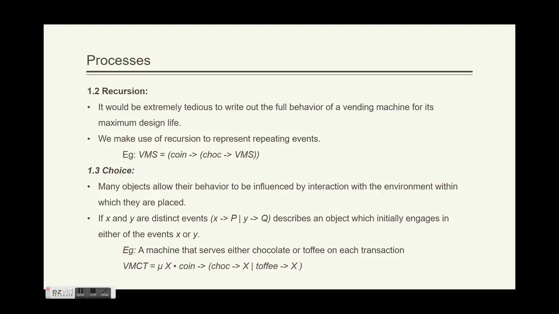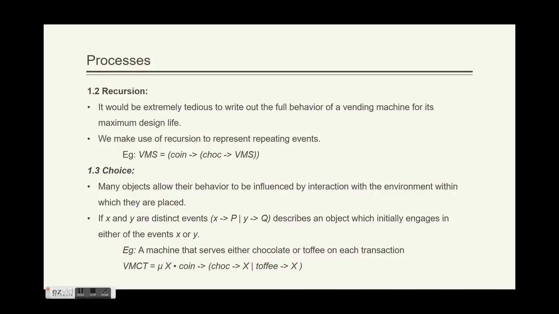Choice. Many objects allow their behavior to be influenced by interaction with the environment within which they are placed. So if x and y are distinct events, then x then P choice y then Q describes an object which initially engages in either of the events x or y.